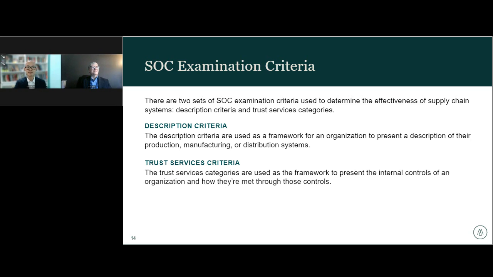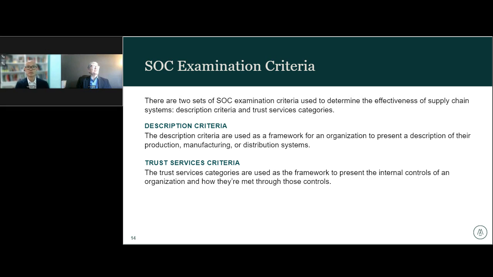And it enables, based on the fact that we're going to discuss like criteria, an apples to apples comparison of two different manufacturers, suppliers, distributors, because you have to be evaluated based on these two required criteria. The first is description criteria, which we will get into in more depth on my next slide. But this is the framework that an organization uses to present a description of its production, manufacturing, or distribution systems.